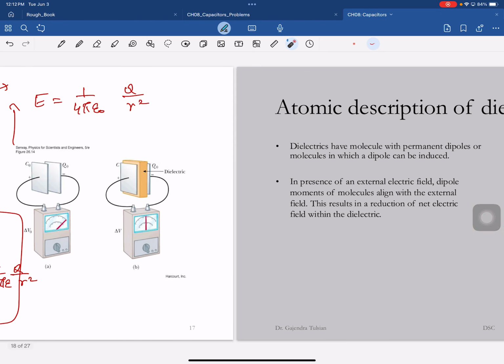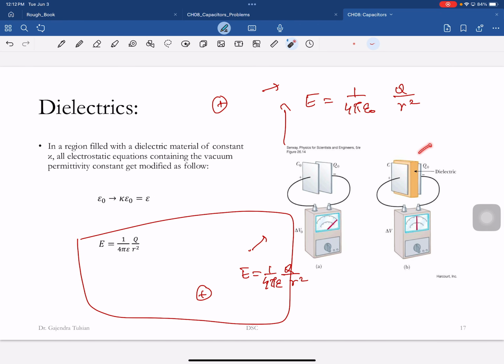All right, as far as we are concerned, you put a dielectric in between and you're increasing the capacitance by that factor.